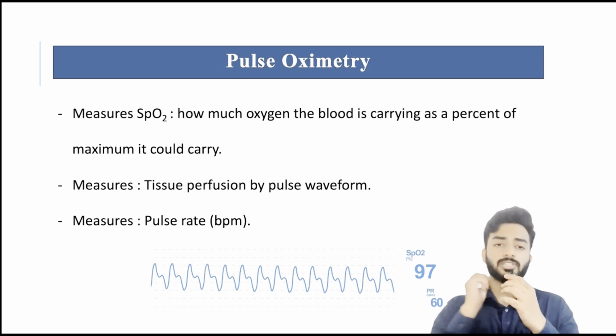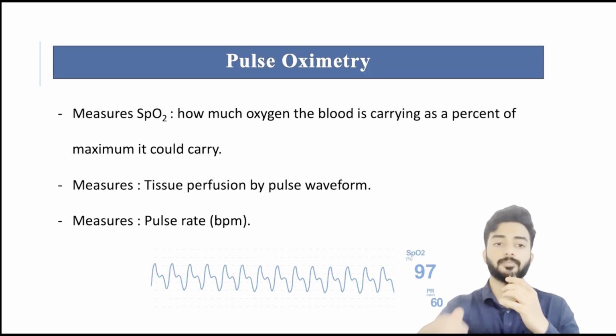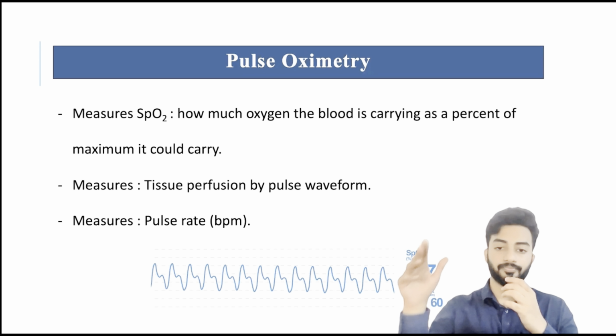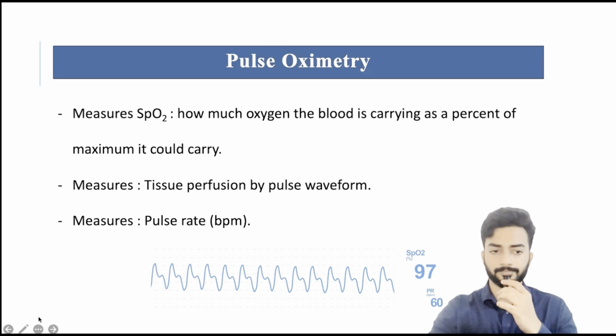So in pulse oximetry, first we can measure the SpO₂. That is the primary objective of this pulse oximeter: how much oxygen the blood is carrying as a percentage of the maximum it could carry. Next we have tissue perfusion by pulse waveform, so it also gives this perfusion index. Next we have the pulse rate. All these things are given in this pulse oximetry.